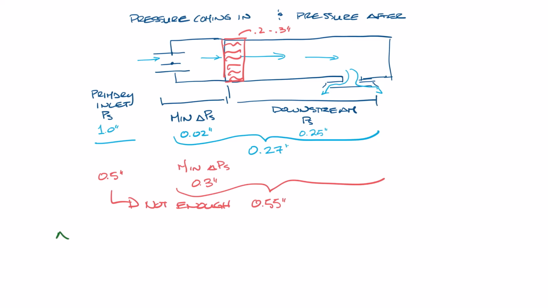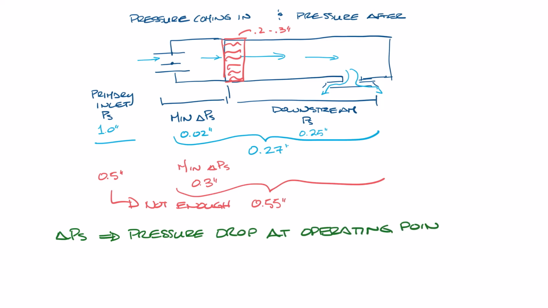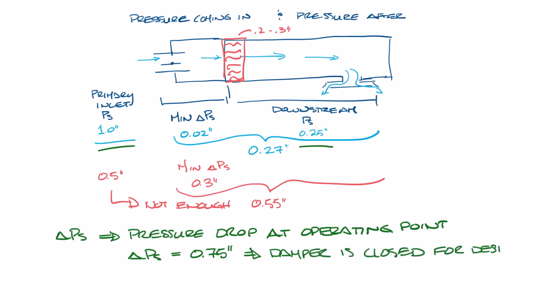You may also see delta P instead of inlet static pressure. This is telling you the pressure drop across the VAV box at your operating condition, and it's important when you look at sound data. For instance, if you have 1 inch inlet pressure and 0.25 inches downstream, then your delta P is 0.75. This means at your operating point, your damper will be closed to a position to provide the designed airflow that puts the pressure drop across the VAV box at 0.75 inches.